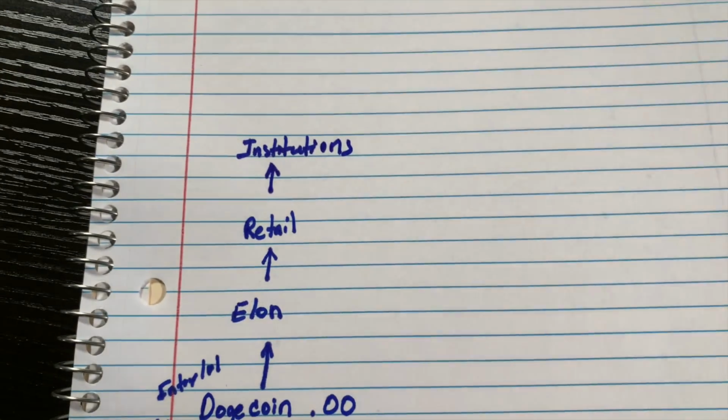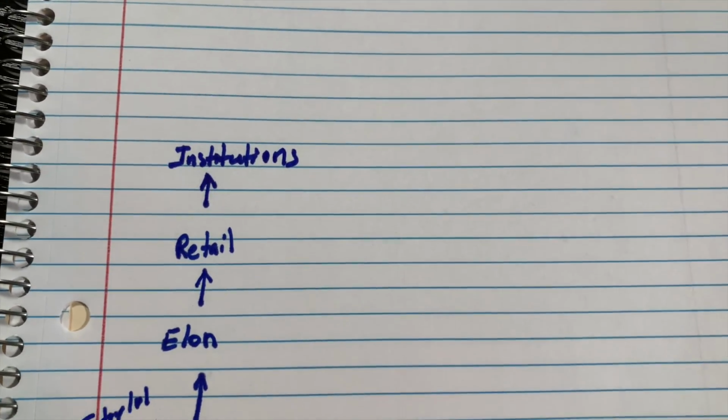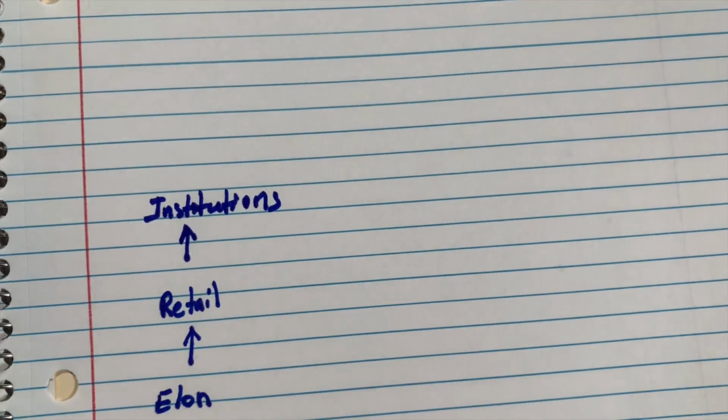So we'll say institutions. Now, of course, the coin begins to rally. So at this point, we're going to have FOMO.